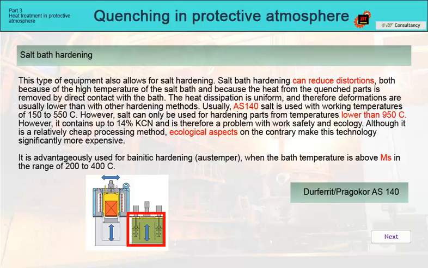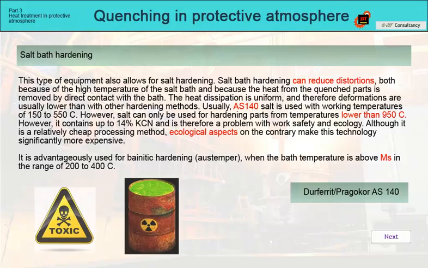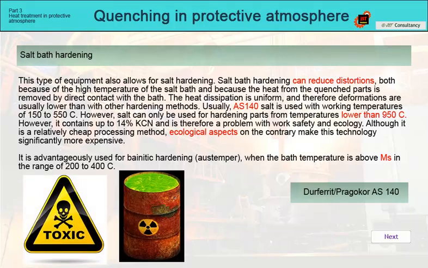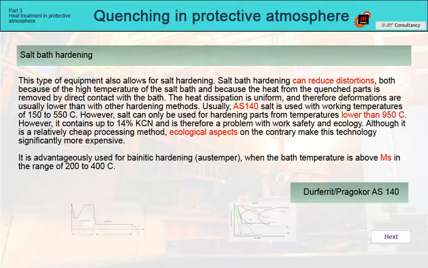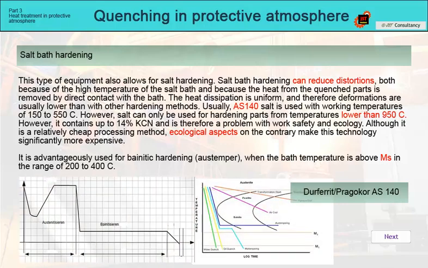The salt bath contains up to 14% potassium cyanide and is therefore a problem with work safety and ecology. Although it is a relatively cheap processing method, ecological aspects, on the contrary, make this technology significantly more expensive. It is advantageously used for bainitic hardening, austempering, when the bath temperature is above martensite start, in the range of 200 to 400 Celsius.